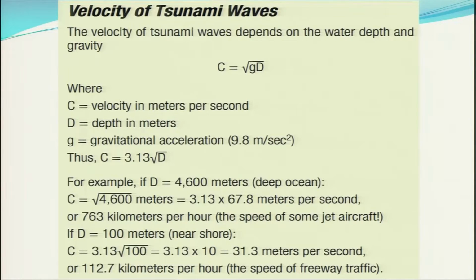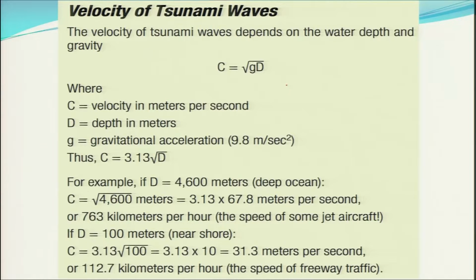So that was for the total energy. This is for the velocity of the tsunami waves. The velocity of the tsunami waves depends upon the water depth as well as the gravity, where c is the velocity in meters per second, d is the depth of the water column, and g is again the gravitational acceleration. So it will depend on where exactly.